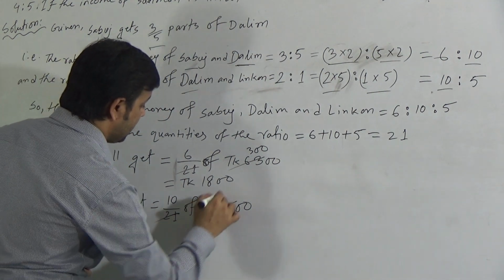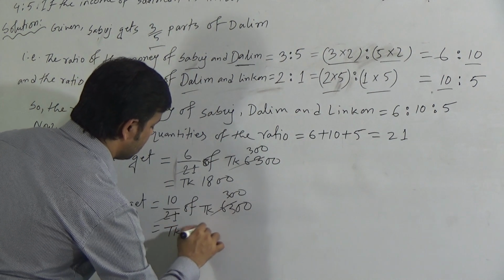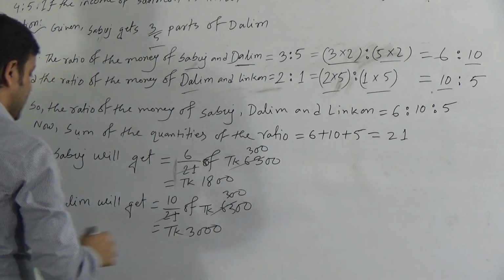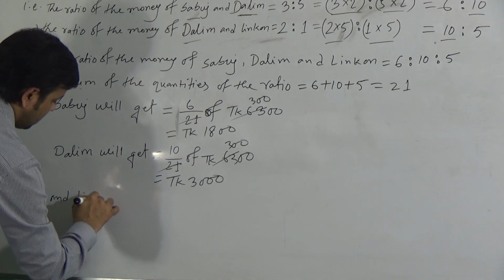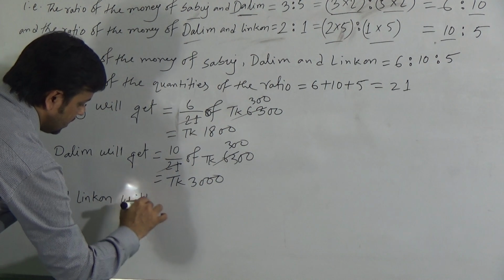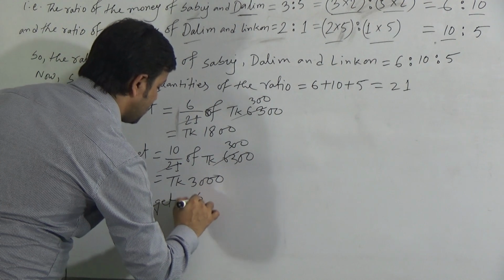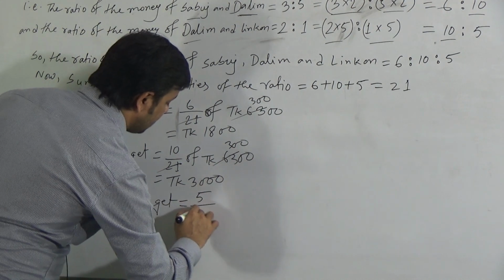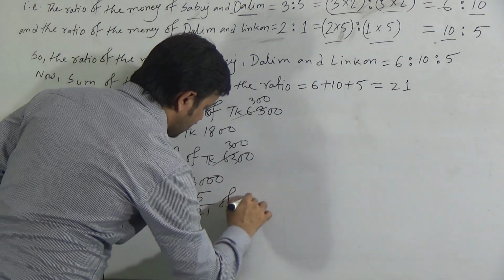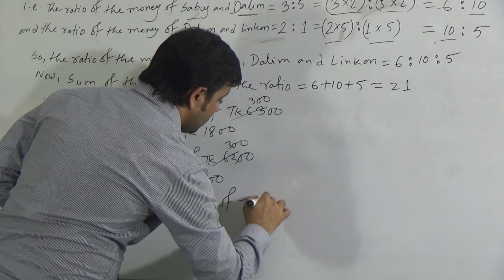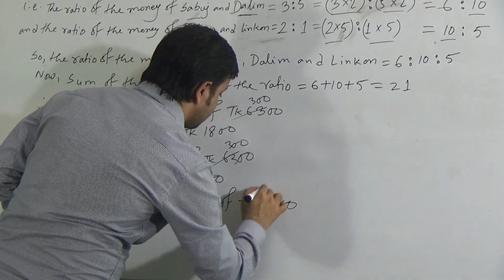So if we cut, we will get here 300, so we will get Taka 3000, and last one Lincoln will get how much? So for the amount of Lincoln, we have to write the quantity of Lincoln in the numerator and the total sum of the quantity in the denominator of the total amount. Total amount is 6300. So if we cut, we will get here 300.